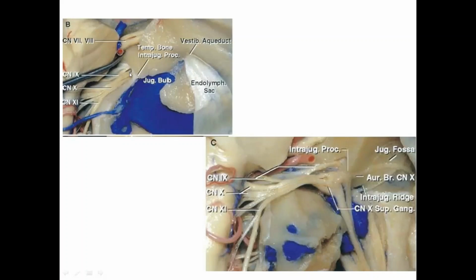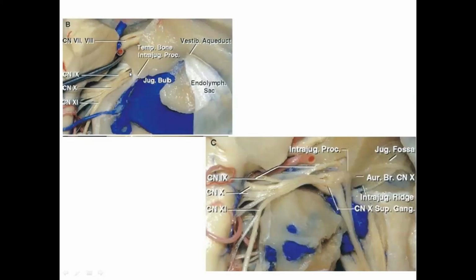So this is where they're actually piercing the dura itself. So this is the intrajugular process, and then there is a ridge, the intrajugular ridge that we were talking about, arising basically from the temporal bone itself, but slightly directed inferiorly. So we were talking that the 9th cranial nerve actually traverses along the medial margin of the intrajugular ridge. So this is the 9th cranial nerve, which will be coursing along the intrajugular ridge.